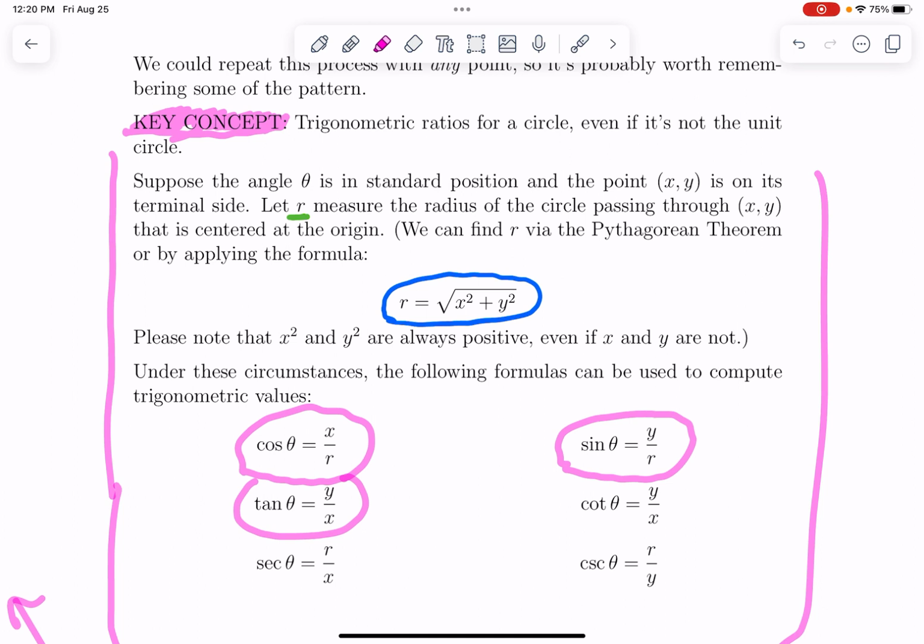Cotangent will be, I have a typo here. Cotangent will be x over y. I'll fix that in my document. That's cotangent.